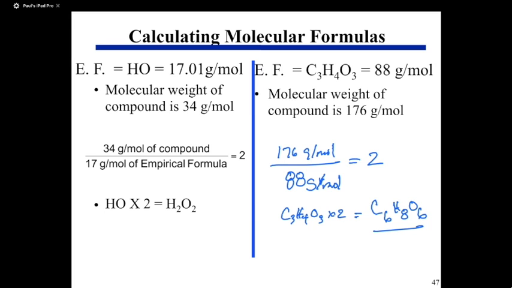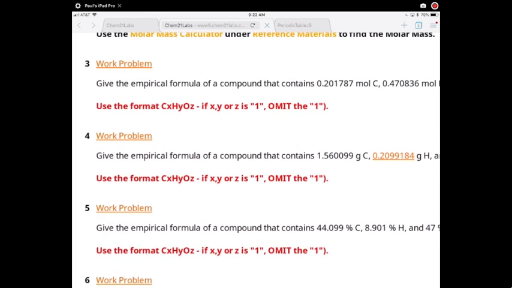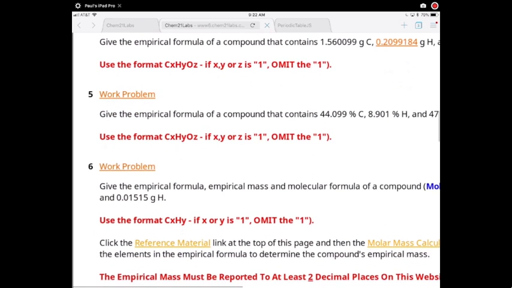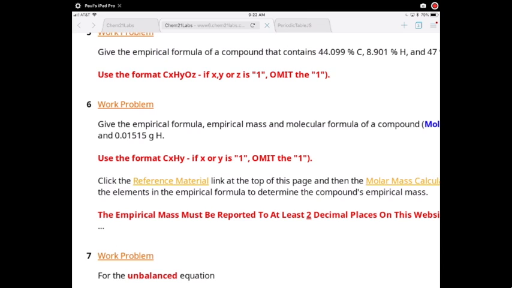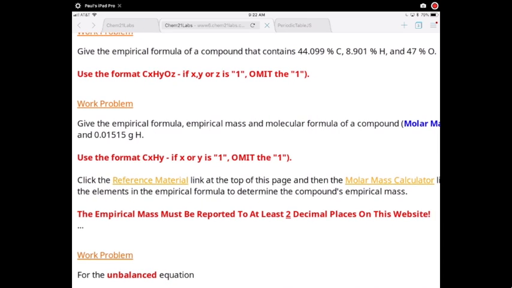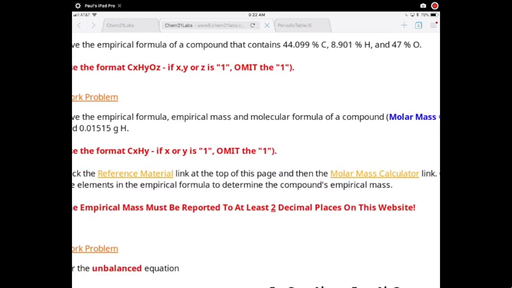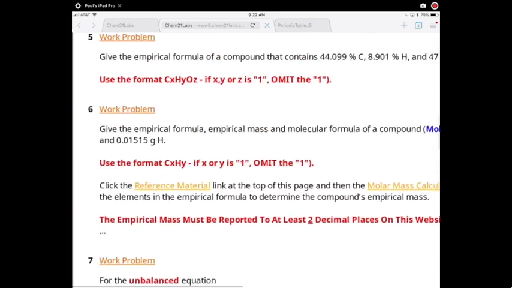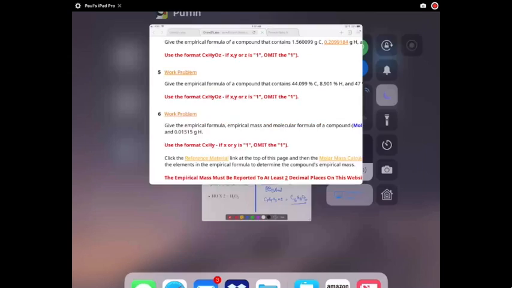All right, so let's take a look. Number 3, calculate an empirical formula. Number 4, calculate an empirical formula. Now, number 5, calculate an empirical formula. Ooh, number 6. There's an empirical formula, an empirical mass, and a molecular formula. That's that whole problem. That's the next step. And so now we can do homework 1 through 6. All right.